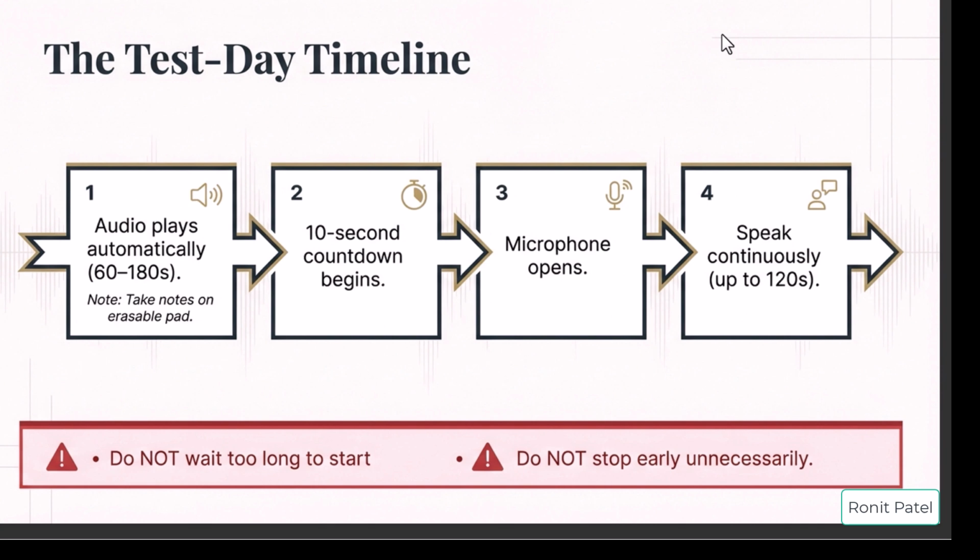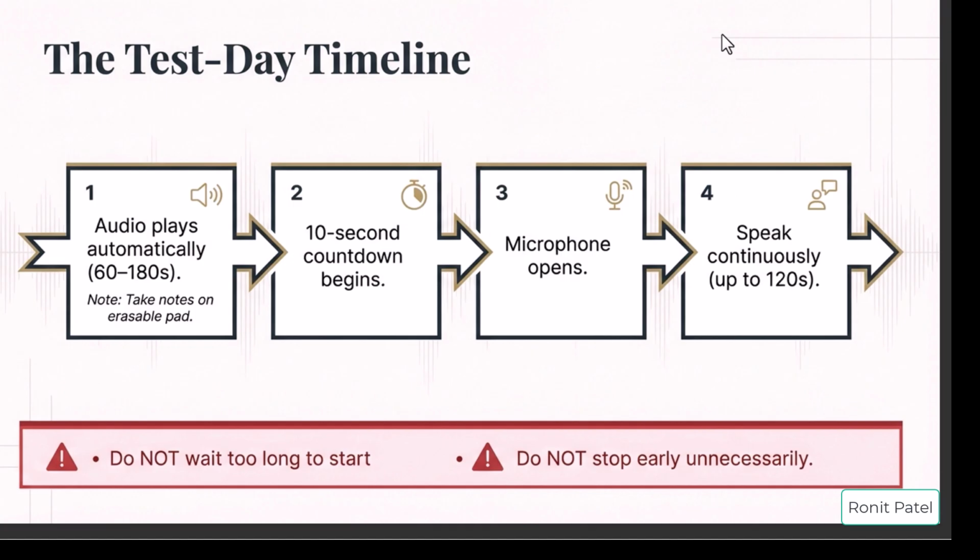Now let's understand what actually happens on exam day. Many students lose marks simply because they mismanage timing. Here is the exact sequence. Step 1, audio plays automatically. During this time, take notes on the erasable pad, track speakers and capture keywords. Remember, you cannot replay the audio.